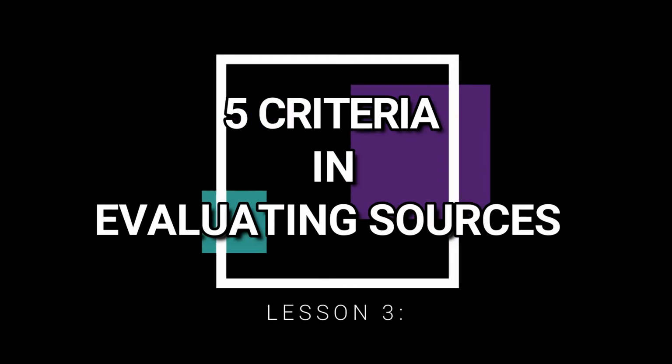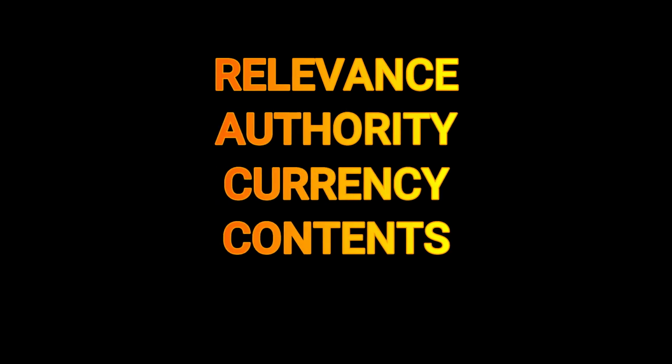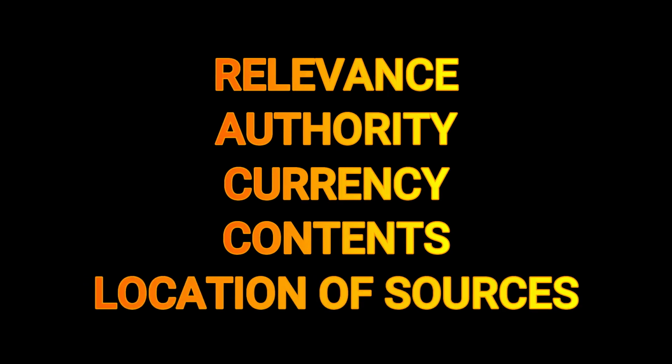Before we proceed to the lesson that we are going to discuss for today, let's have first a short recap from what we have learned last week. So here it is. Last week, we discussed the 5 criteria in evaluating sources. Those are the relevance, authority, currency, contents, and location of sources.